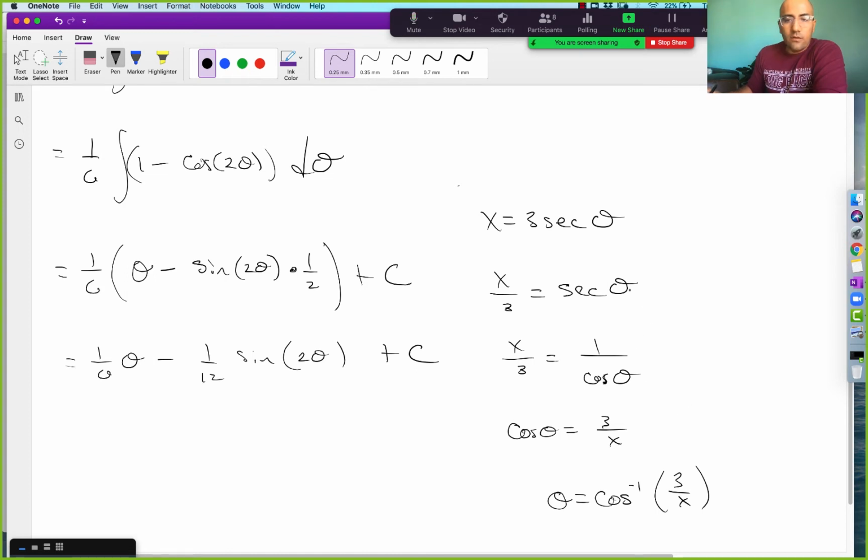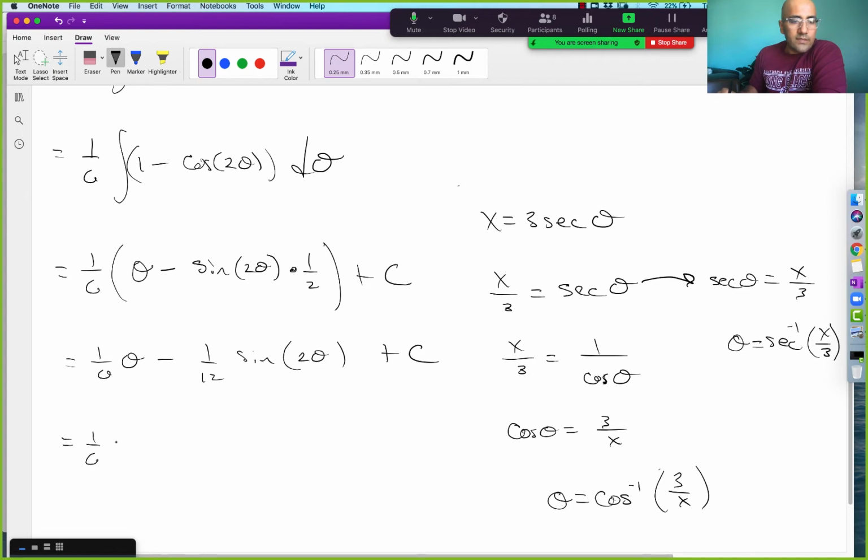So that's good. Or, I mean, we could just leave it here. And from this stage, say secant of theta equals x over 3. Therefore, theta equals secant inverse of x over 3. So if you want to write it in terms of secant, that's fine. Or if you want to go back to basics and rewrite it in terms of cosine, that's fine as well.